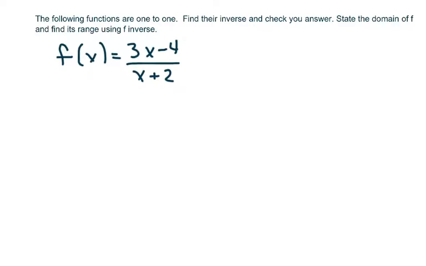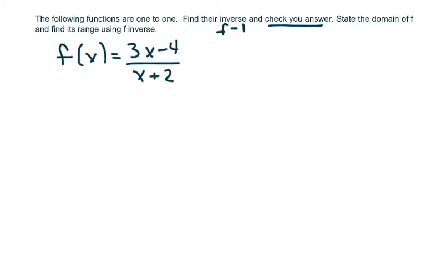Hi everyone. We're going to do two examples of finding inverses of rational one-to-one functions. And we're going to state the domain of f, the function, and find its range using f inverse. We also have to check our answer. That means composition of functions, which is probably the hardest part here.